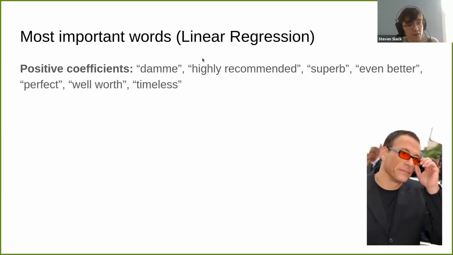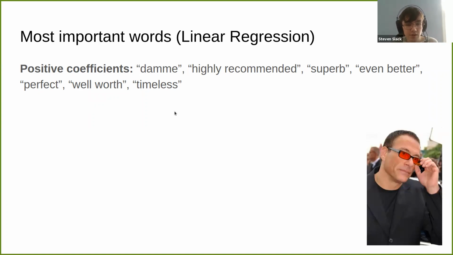Right, so for the positive coefficients, the highest coefficients, the first one we get is Dom, and this actually refers to Jean-Claude Van Damme, who was a very accomplished film producer. So I found that he was very polarized. You also have highly recommended, a lot of the words from logistic regression. We also have timeless, which is interesting because it's specific to the data set.